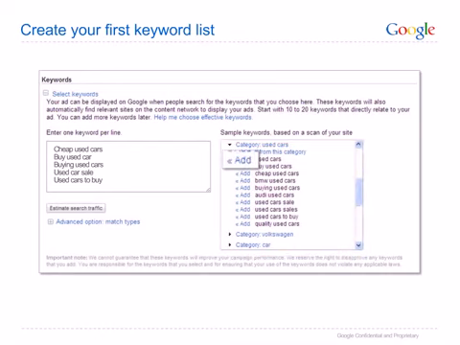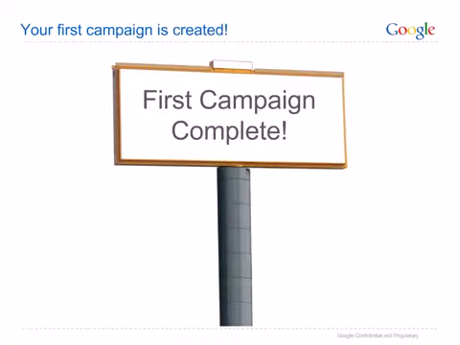Once you've chosen your keywords, click on the Estimate Search Traffic button to see an estimate of the number of clicks per day you may receive based on your chosen keywords, daily budget, and maximum cost per click. You will only get a true picture of how your campaign is performing once it has been running for a few days, however, so check in regularly to monitor your performance.